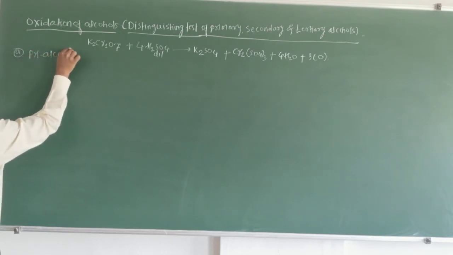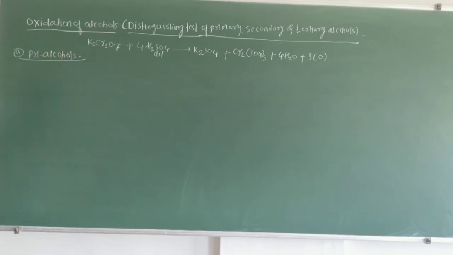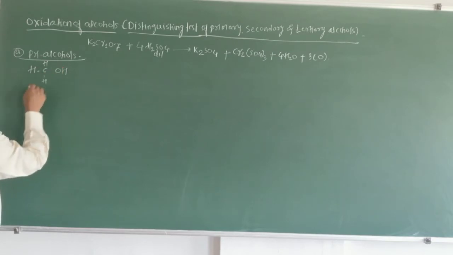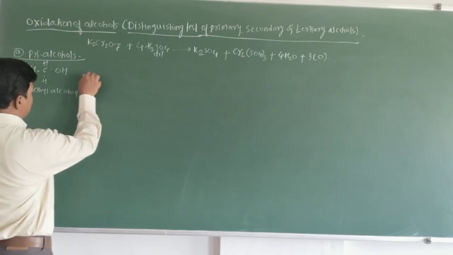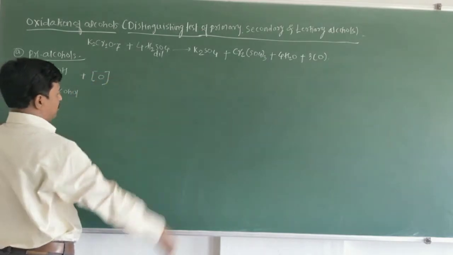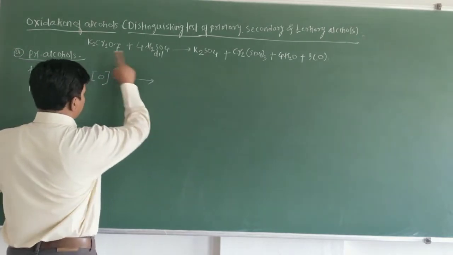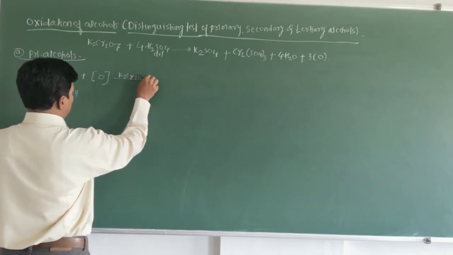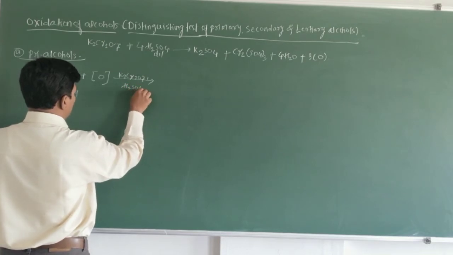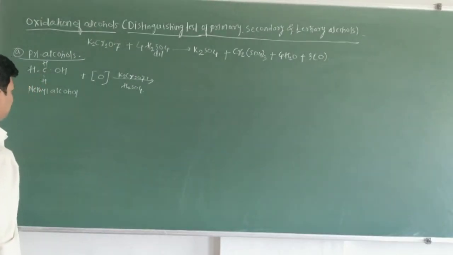primary alcohols. Primary alcohols are represented by RCH2OH, which you know very well. But directly I will take an alcohol, CH3OH, and the name of the alcohol is methyl alcohol. Now this methyl alcohol on oxidation reacts with this nascent oxygen atom, which is prepared from potassium dichromate K2Cr2O7 and dilute H2SO4. Now, first of all, what happens in this reaction is that the H2 molecule gets removed.